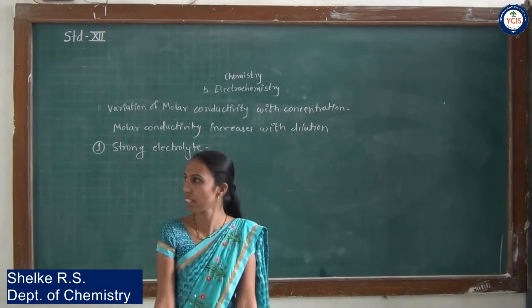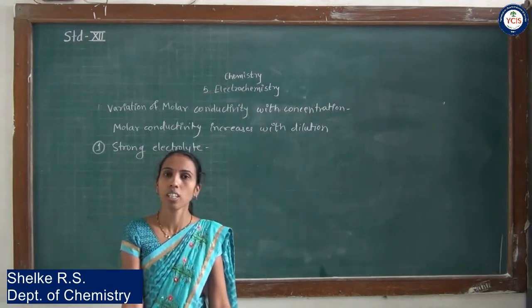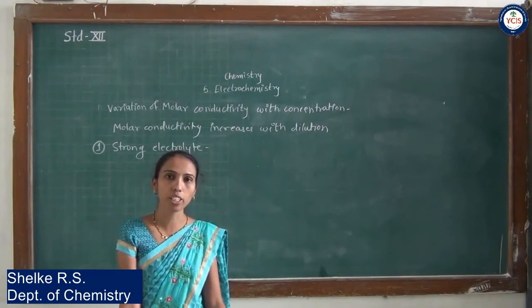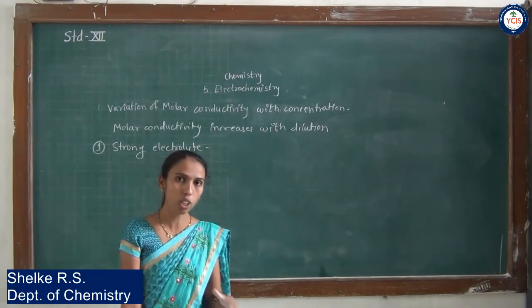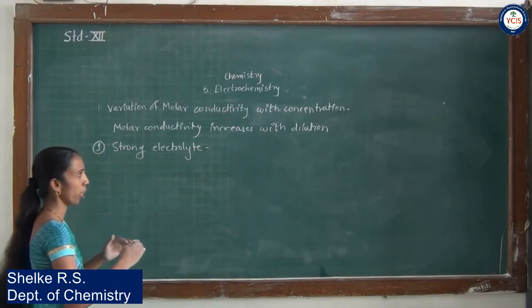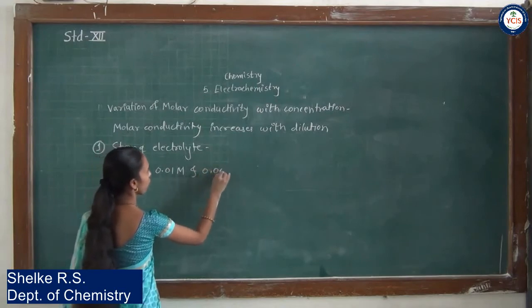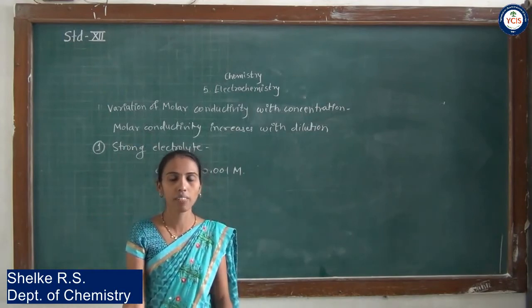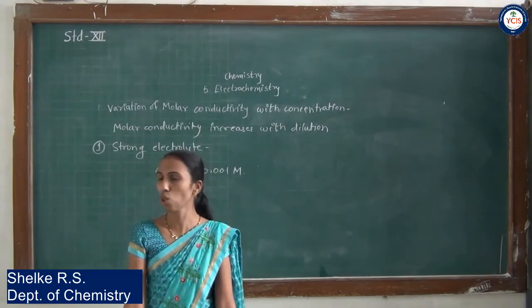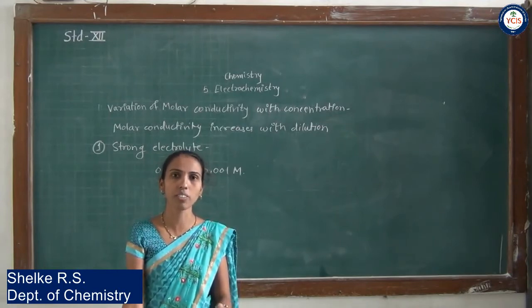The molar conductivity of a solution of a strong electrolyte increases rapidly with dilution. As you increase the dilution, the molar conductivity increases, but it reaches a limiting value, at around 0.01 molar and 0.001 molar. After that dilution, there is no effect of dilution on the molar conductivity, meaning it remains constant.